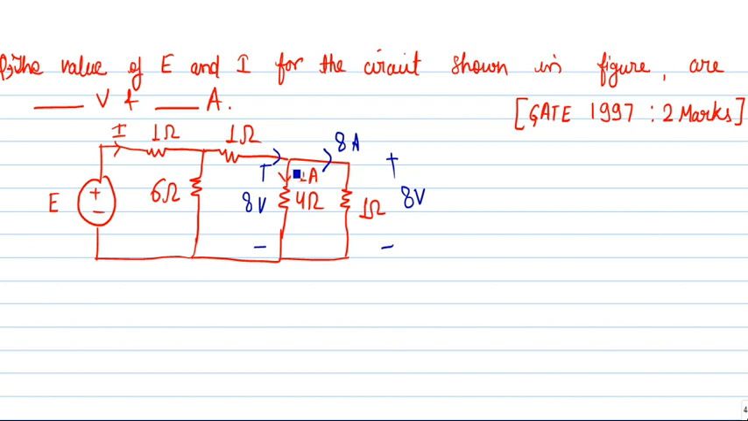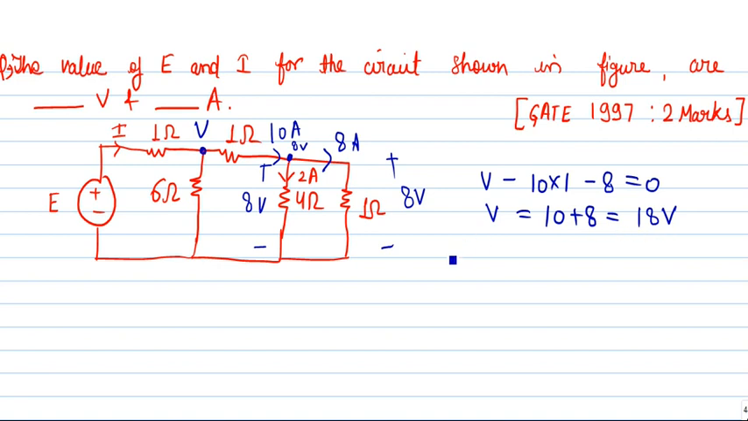Here we can see the current that is entering equals the current that is outgoing. So it will be 8 plus 2, which equals 10 ampere. So here the current will be 10 ampere. Let's suppose here the voltage is V and here we have 8 volt. Applying KVL gives V minus 10 into 1 minus 8 equals 0. So V equals 10 plus 8, which equals 18 volt.